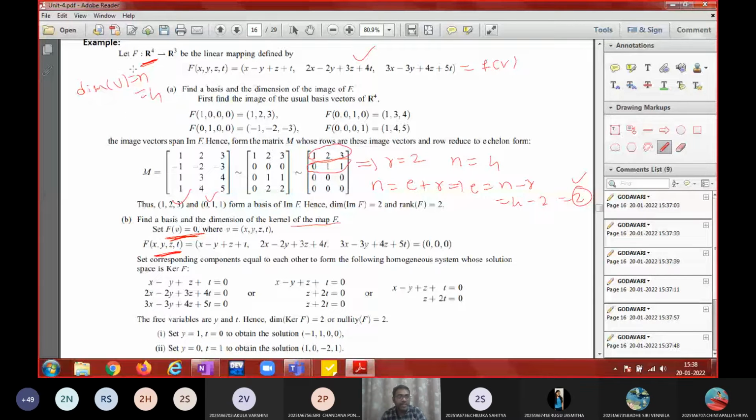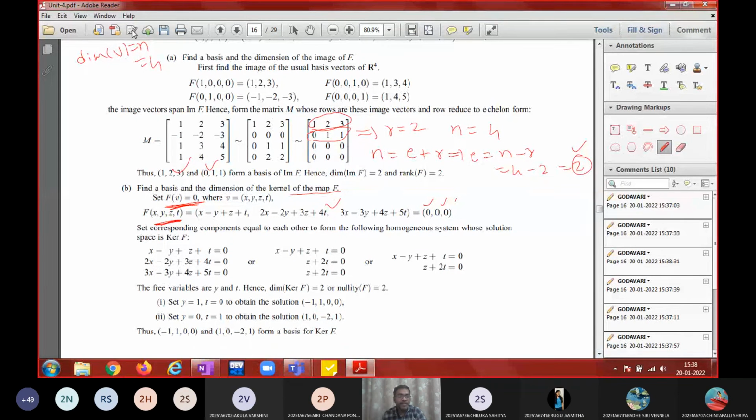What do you mean by 0? 0 is an element of R^3, that means it has 3 dimensions. So equate the image to 0, that means equate the corresponding elements. That means x minus y plus z plus t equal to 0, 2x minus 2y plus 3z plus 4t equal to 0, and 3x minus 3y plus 4z plus 5t equal to 0. What is this called? A homogeneous system. Am I right? And you know how to solve a homogeneous system?